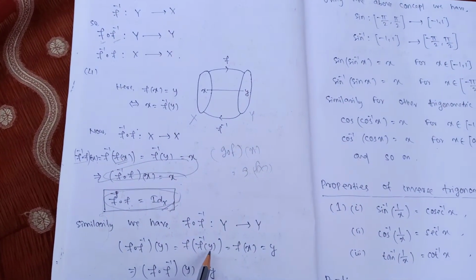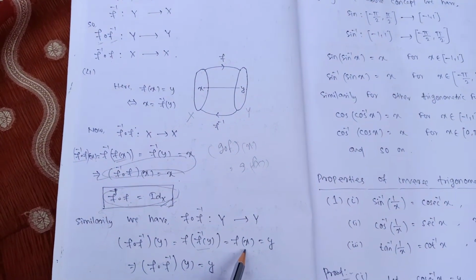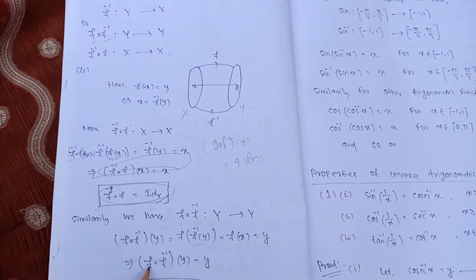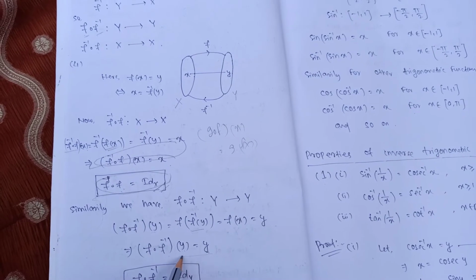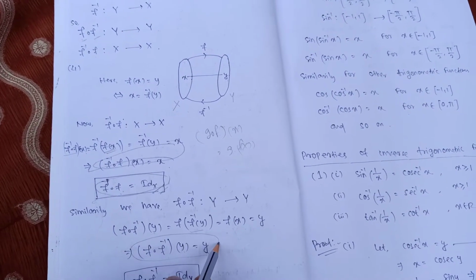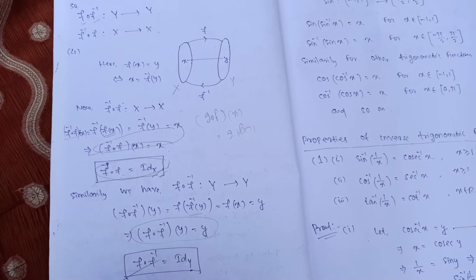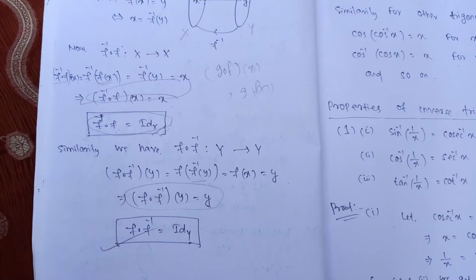F composition f inverse y. What is f inverse y? It is x. So what do we get? y. So it takes y to y. F composition f inverse y is equal to y. This function behaves as the identity function of y. So we can conclude f composition f inverse of y is equal to the identity on y.